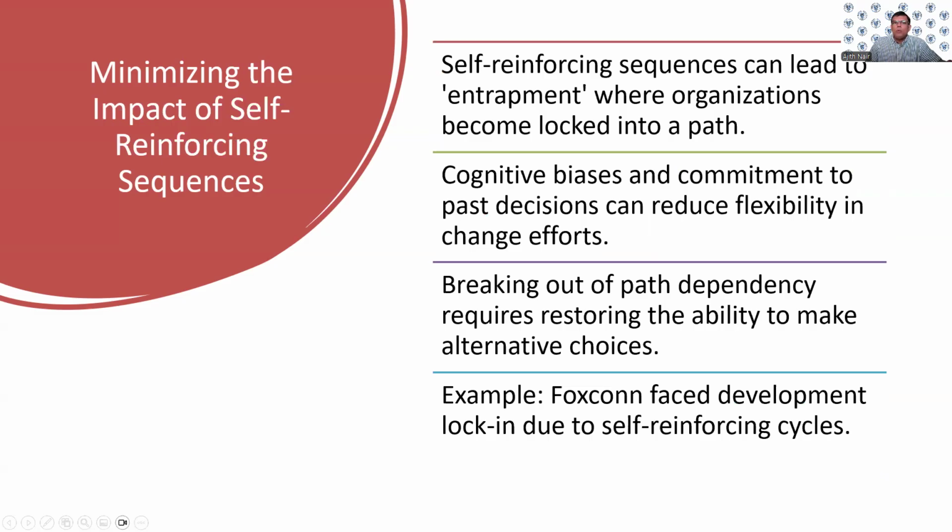Now let's take a look at how we minimize the impact of self-reinforcing sequences. The danger is when organizations fall into an entrapment where the past decisions are dictating the future choices, with early successes leading to overconfidence. And how do we minimize the cognitive bias and rigidity, where leaders are committing to past strategies, thinking that will continuously produce the same results, ignoring the external changes, reducing the flexibility to adjust to the new market conditions.